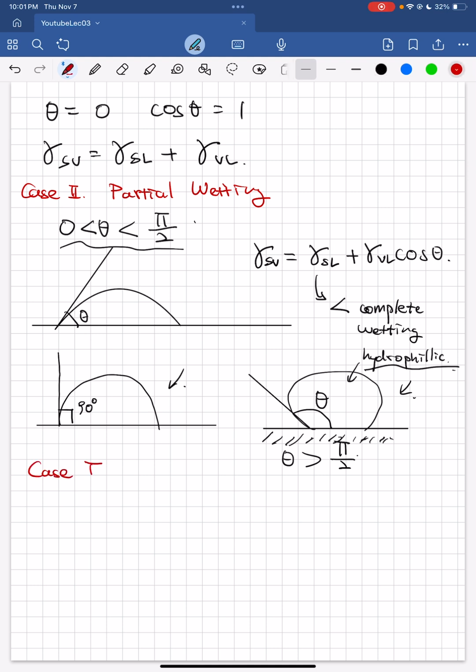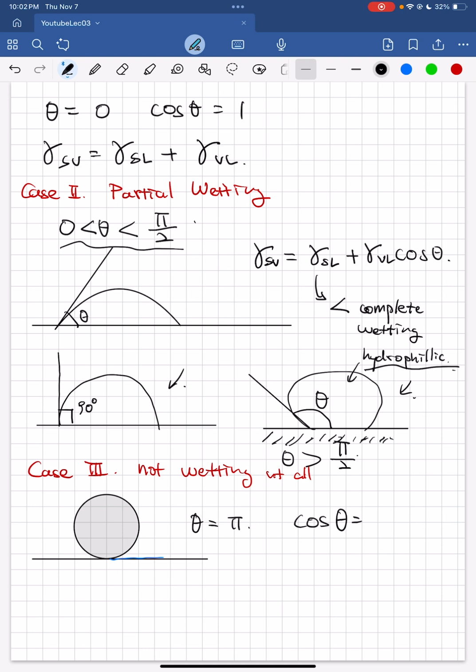And case 3, which is not wetting at all. It looks like this. You can see that theta equals, it looks like this, right? This is theta. Theta equals pi. Then cosine theta should equal -1. Then gamma SV equals gamma SL minus gamma VL.